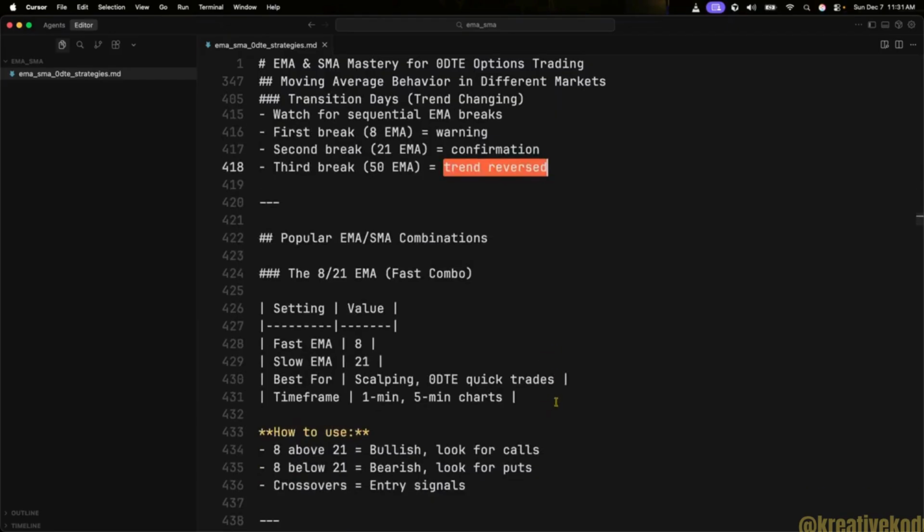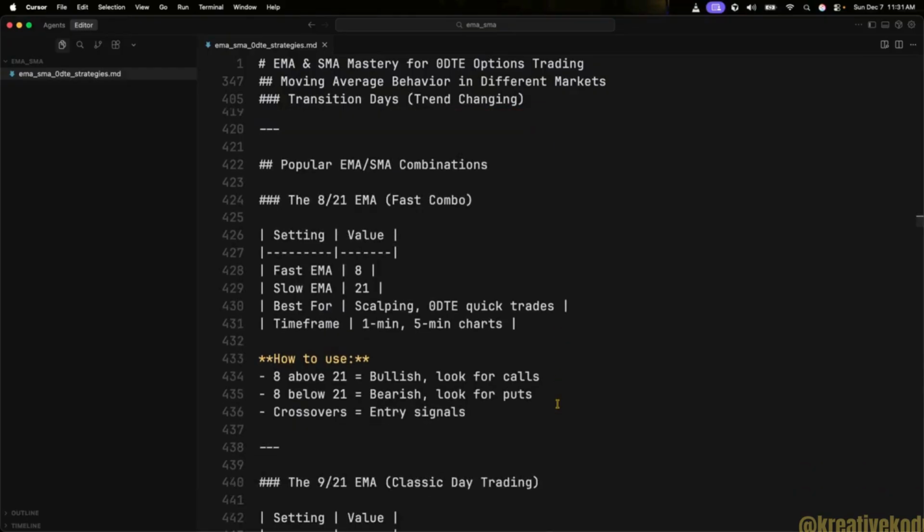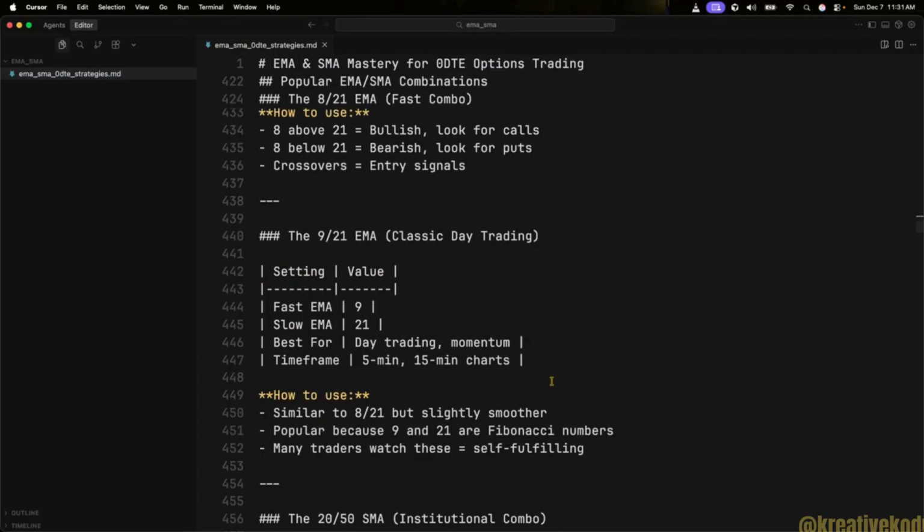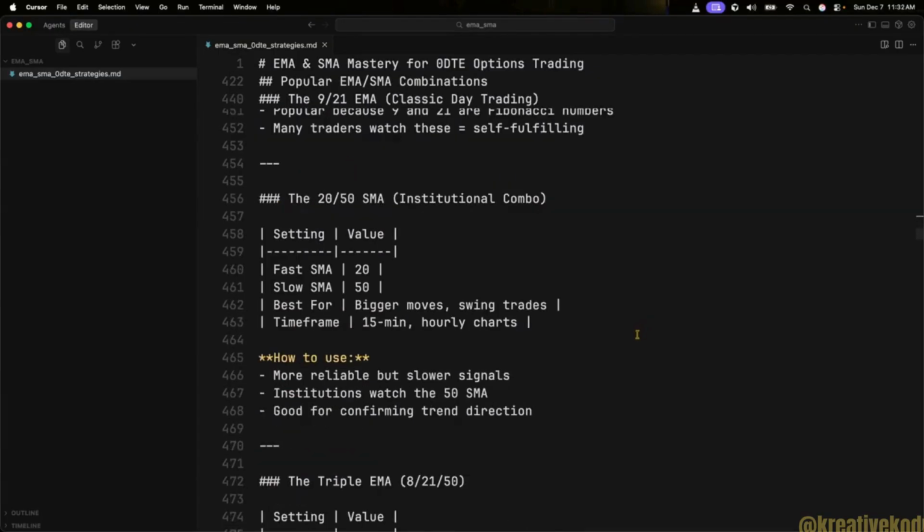So here are some popular EMA combos. The 8/21, our fast and slow EMA, is best for scalping 0 DTE trades. The time frame is going to be 1 and 5 minute charts. How to use it: when the 8 crosses above the 21, we look for bullish, so we look for calls because we think the market is going to go up. And when the 8 crosses below the 21, we're bearish and looking for puts. The crossover is our entry. Classic for day trading, right?